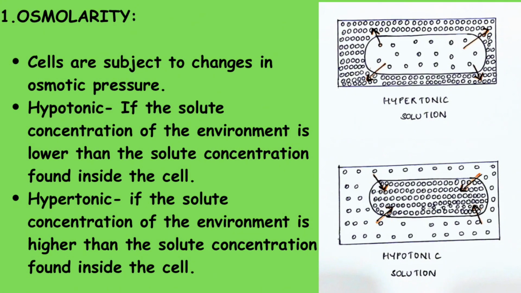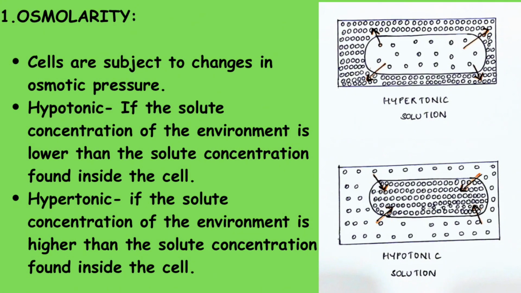Now you can see in the figure, in case of hypotonic condition, if the solute concentration of the environment is lower than the solute concentration found inside the cell, then the environment is said to be hypotonic. In this case, the water will move into the cell and the cell will swell, and that will increase the internal pressure. And if that situation is not rectified, then what happens? The cell will burst from lysis of the plasma membrane.